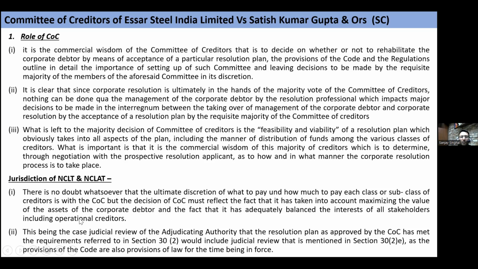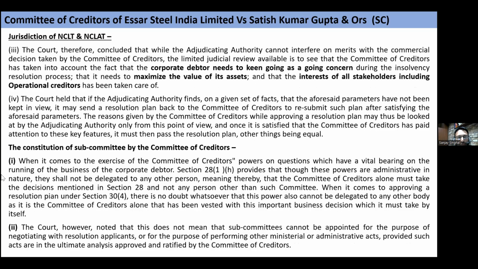So the Supreme Court is clear that to whom and how much has to be paid is totally dependent upon the COC, but they cannot decide it arbitrarily. They have to consider the interest of all the stakeholders, and they cannot discriminate against the operational creditor as well. So what is the jurisdiction of NCLT and NCLAT?